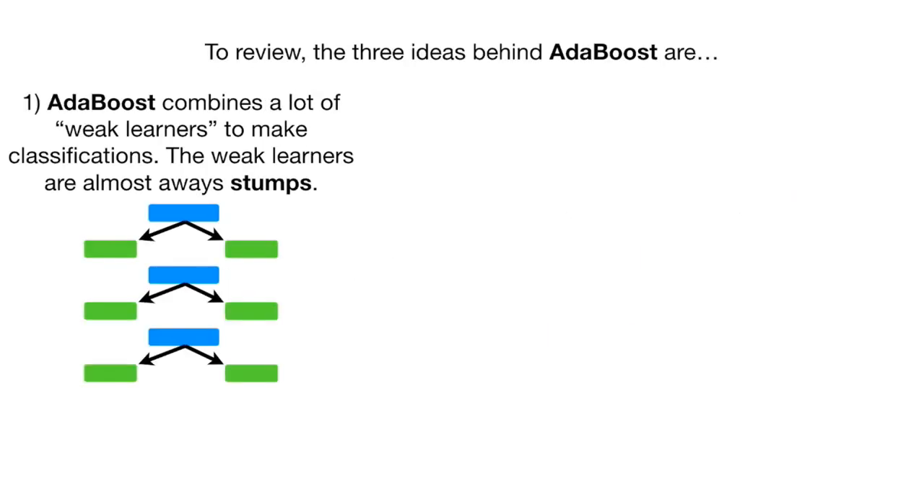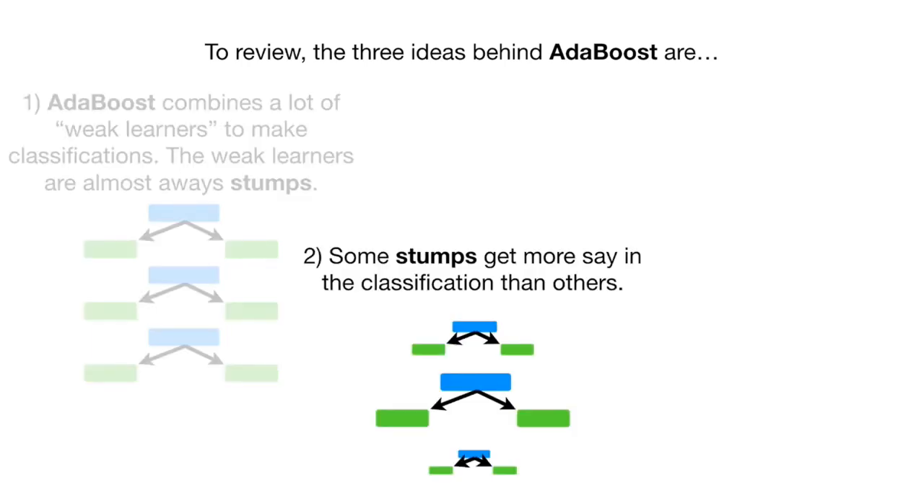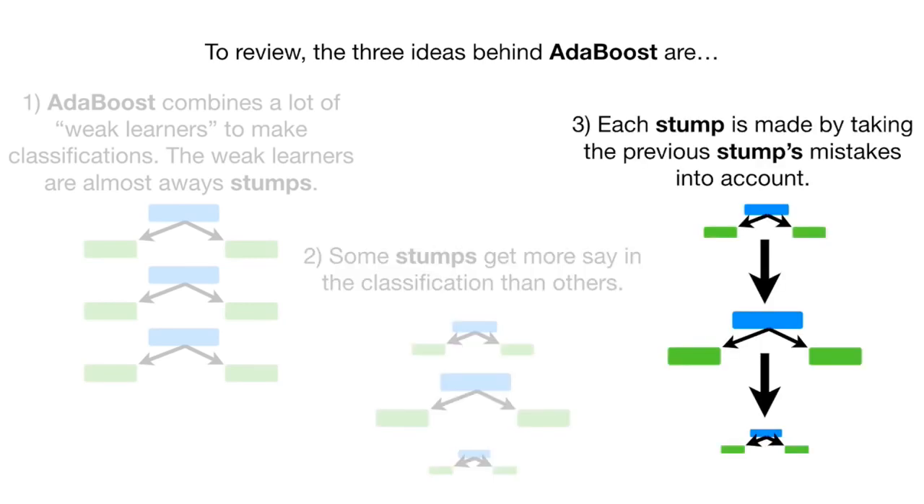To review, the 3 ideas behind AdaBoost are: 1. AdaBoost combines a lot of weak learners to make classifications. The weak learners are almost always stumps. 2. Some stumps get more say in the classification than others. 3. Each stump is made by taking the previous stump's mistakes into account.